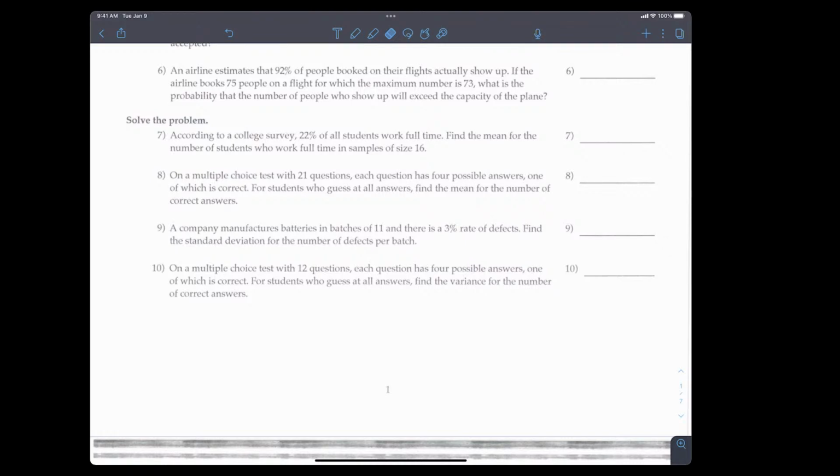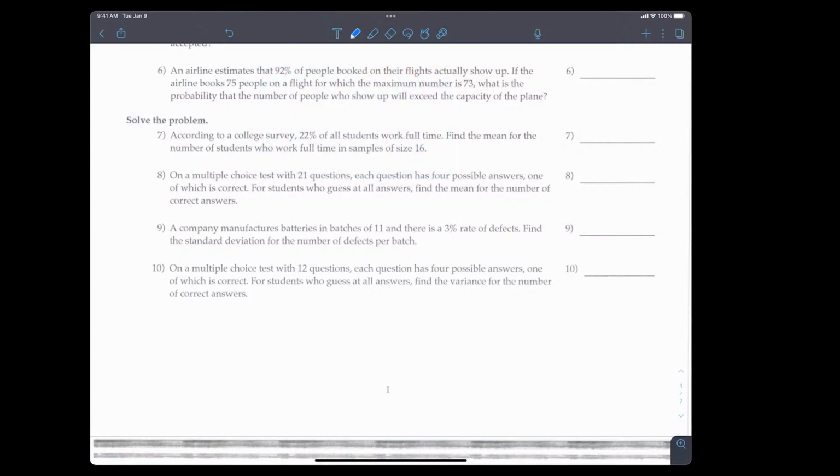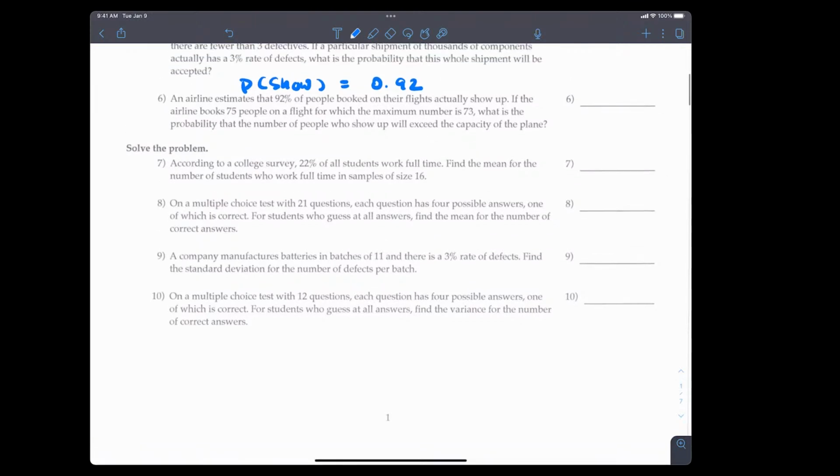Okay, so it's going to say the following. An airline estimates that 92% of people on their flights actually show up. Probability of showing up is 0.92. This is for an individual. Probability you show. This is what this means. It's 0.92. Okay.